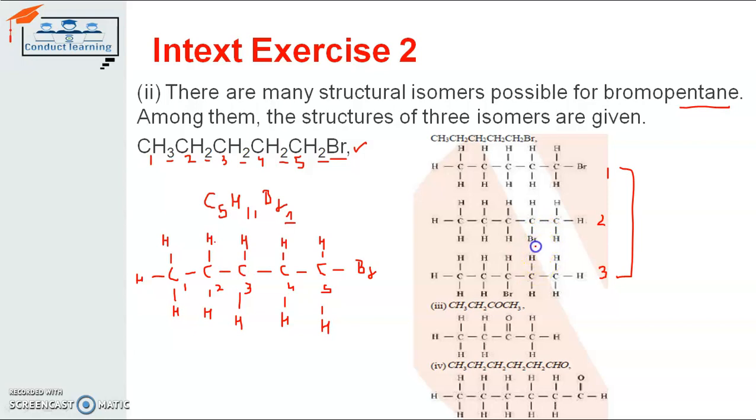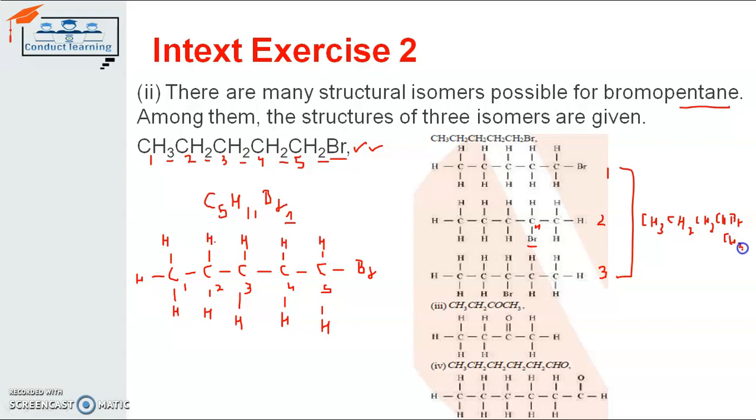The bromine is coming on the C4 carbon atom, and accordingly the complete formula for bromopentane will change. So accordingly, the formula will be CH3, CH2, CH2, CHBr and CH3.